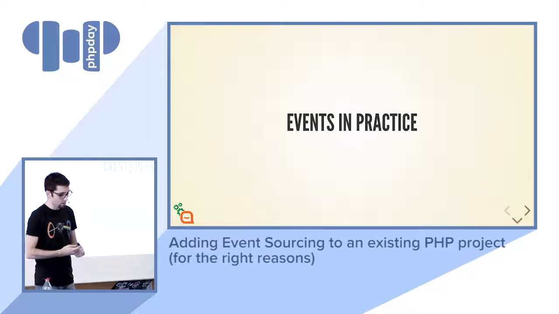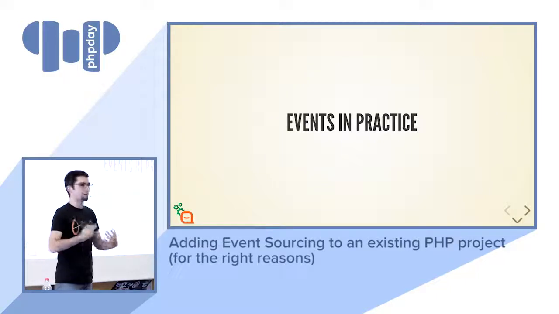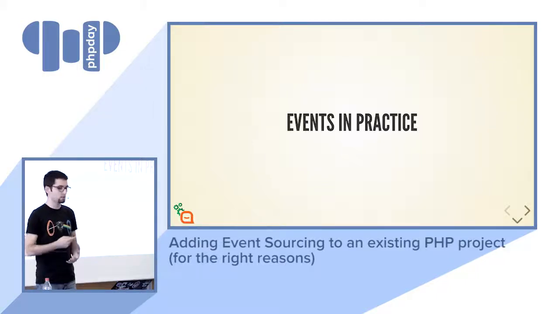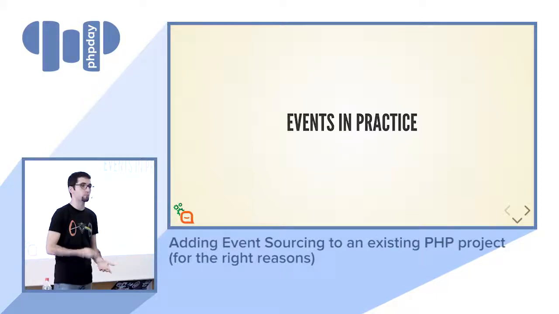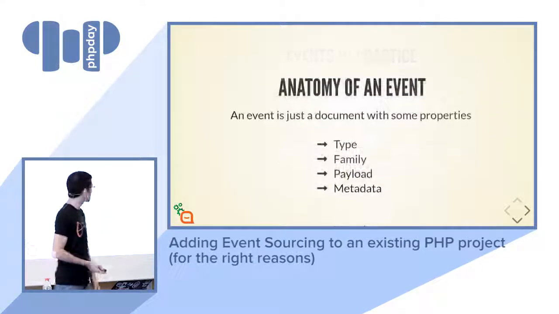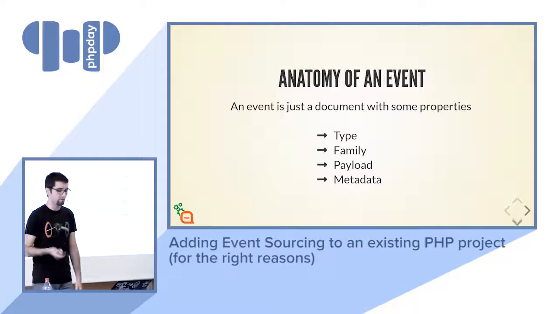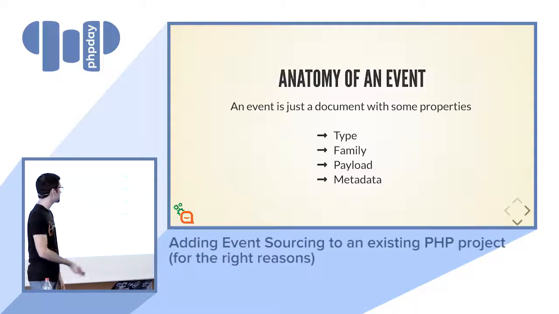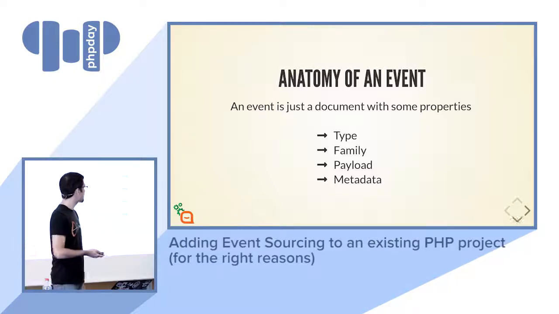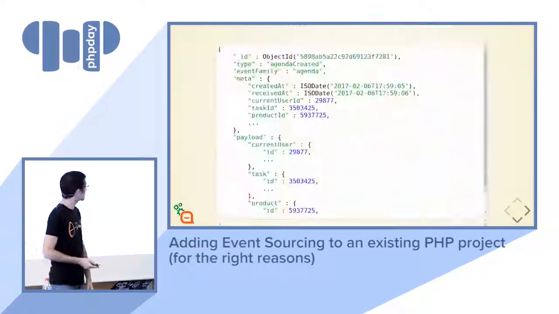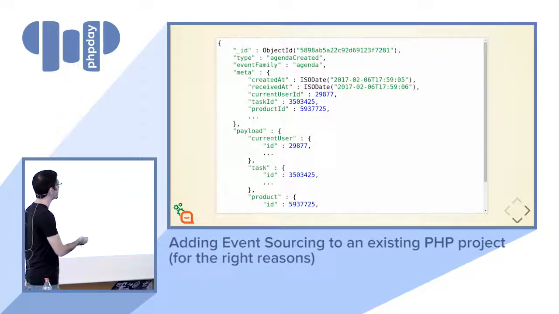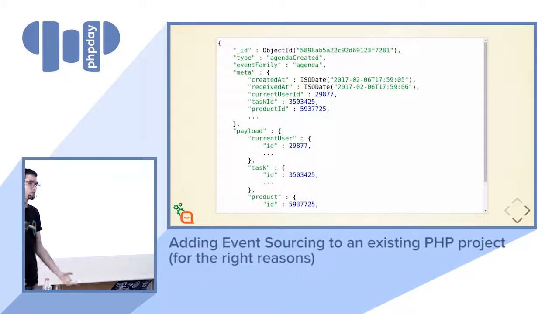Okay. Basically, what is an event in our system? It's just a document in our MongoDB database, and it has just 4 properties: type, family, payload, and metadata. For those of you that have never seen a MongoDB document, it looks a lot like this. It's basically JSON, but they call it BSON because it's binary to store it easier.